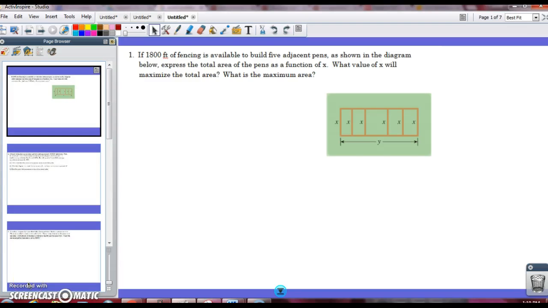Everyone, here are the solutions to review sheet number 3. The majority of these were application type problems, so I want to take some time to go through these.